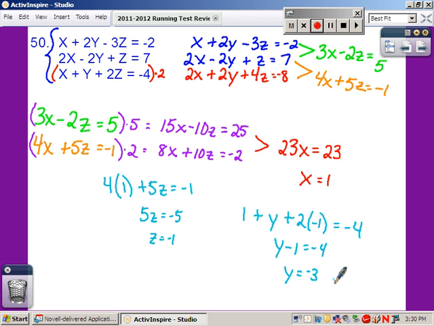So your final answer to this problem would be x is 1, y is negative 3, and z is negative 1.